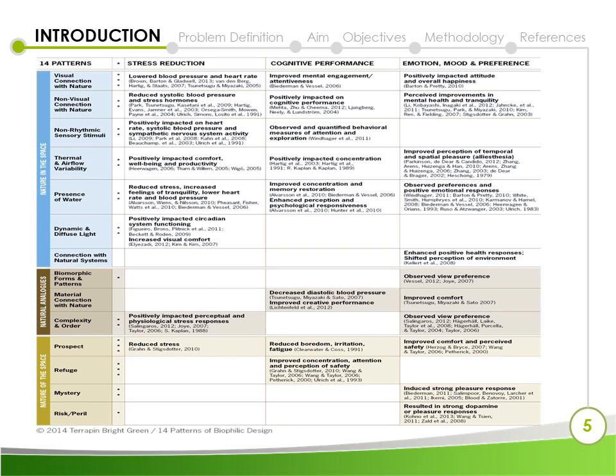This following table presents the 14 patterns of biophilic design, which was created by Terrapin Bright Green in 2014. This table shows how it affects elderly with dementia positively through stress reduction, cognitive performance, emotion, mood, and preference. The 14 patterns are divided into three main categories. First, nature in the space. Second, natural analogs. Third, nature of the space.